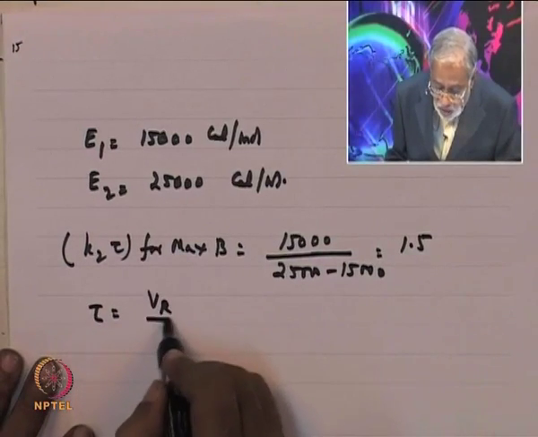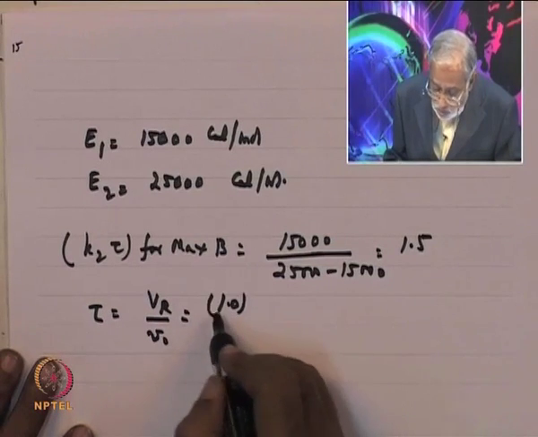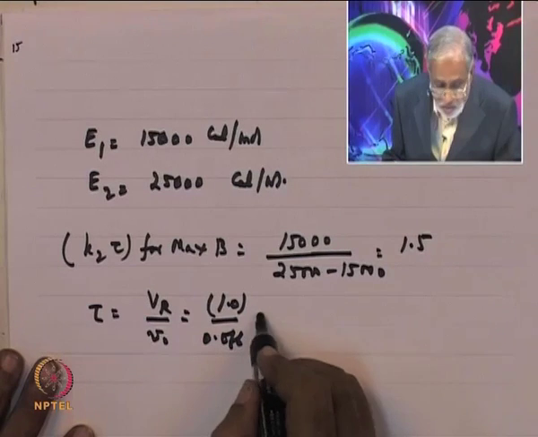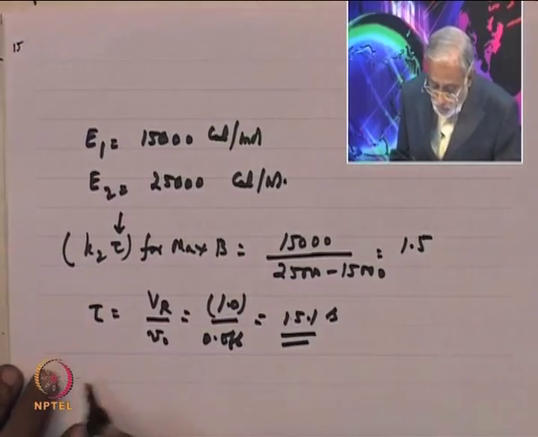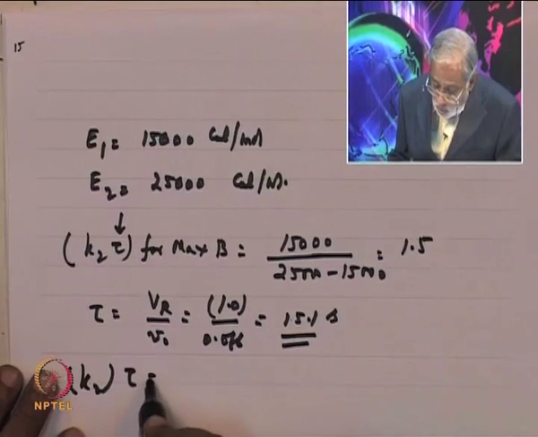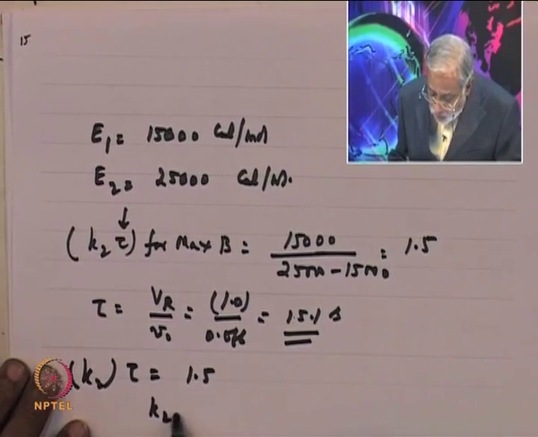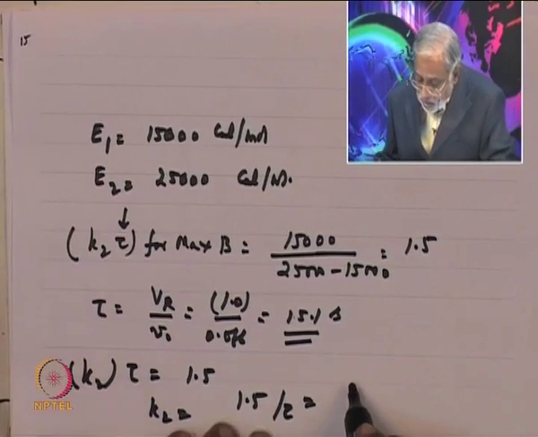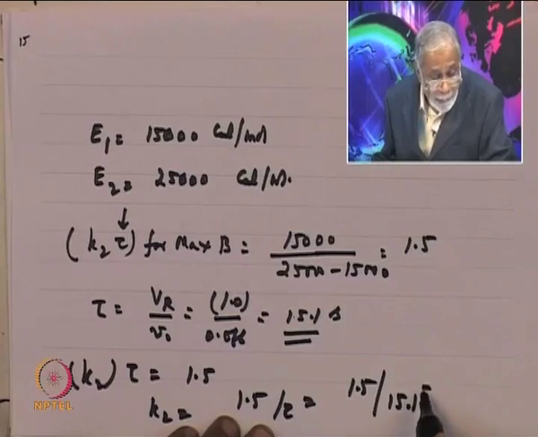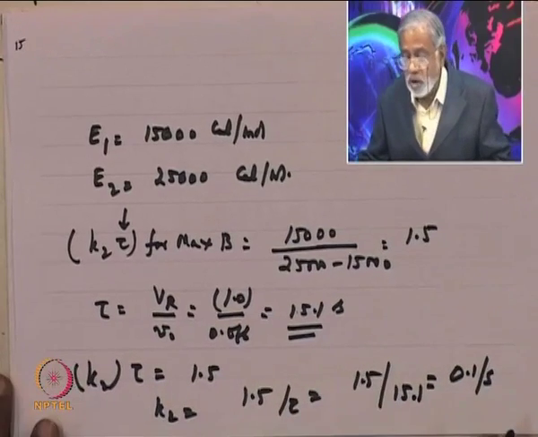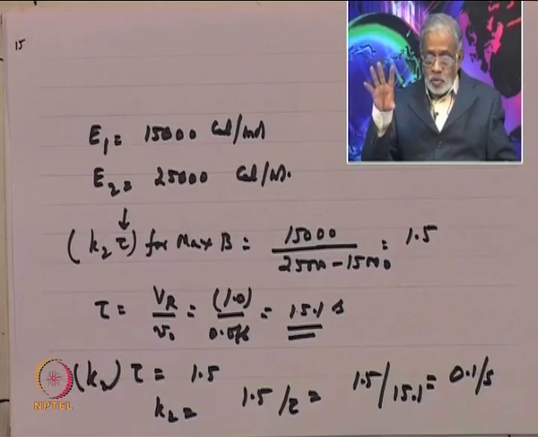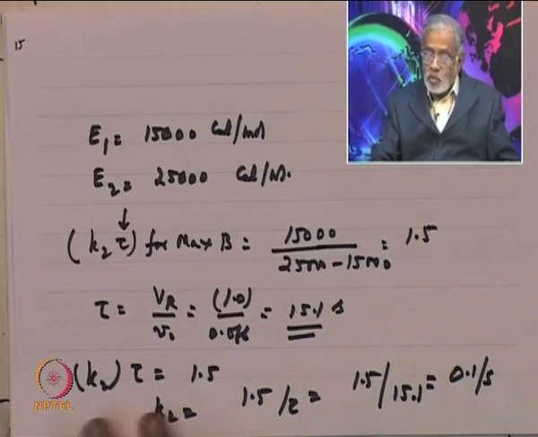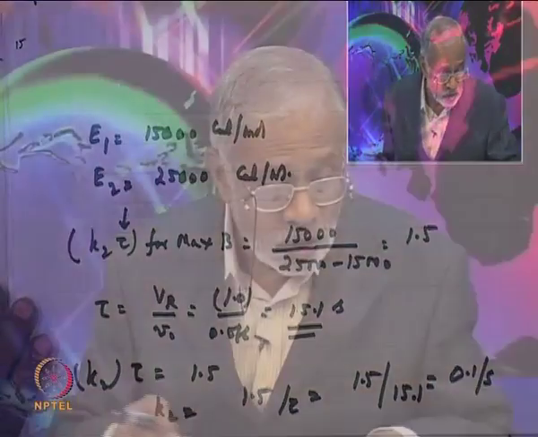And what is tau? Tau by definition is reactor volume by V naught. The reactor volume is given, and V naught is given as 0.066. So, that is equal to 15.1 seconds. So, tau is known, 15.1 seconds. Therefore, k2 tau is equal to 1.5, so k2 equals 1.5 divided by 15.1, that is equal to 0.1 per second. So, what we have found is that the value of k2 that we should choose should be 0.1 per second.